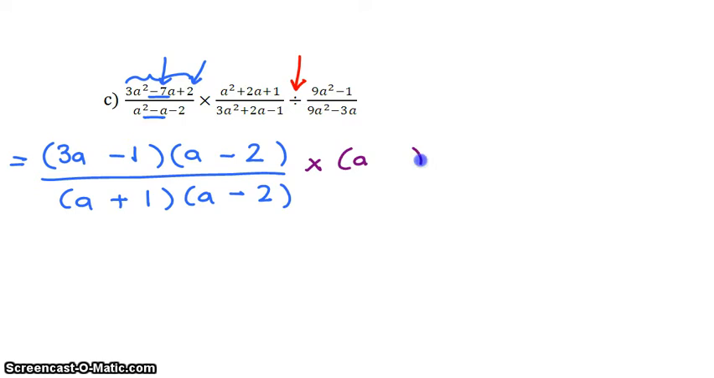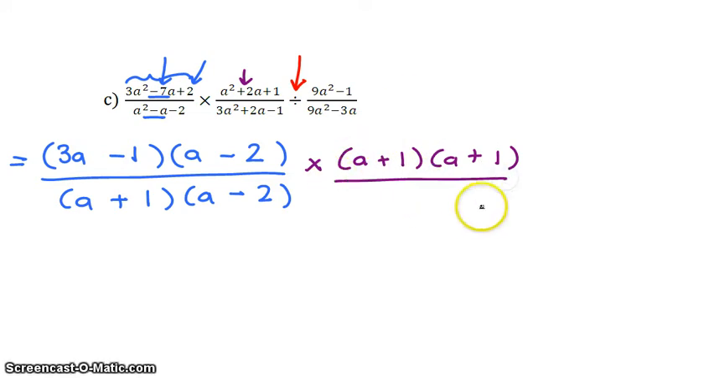Right, and I'm multiplying by my second fraction, a squared plus 2a plus 1. That's also a trinomial. And 1 and 1 are the obvious choices, and the middle term's positive 2a. So plus and plus, always check. A squared plus a would give me 2a, and plus 1 is correct.